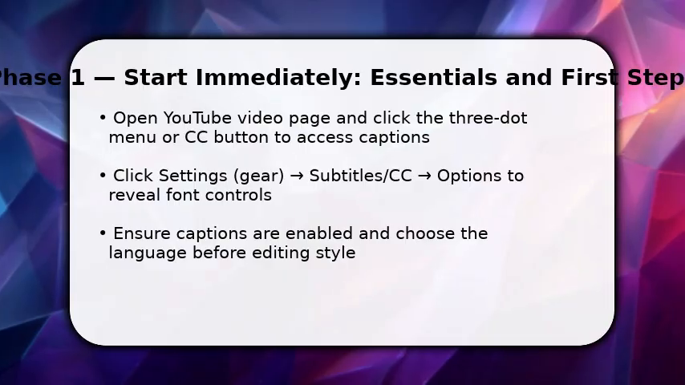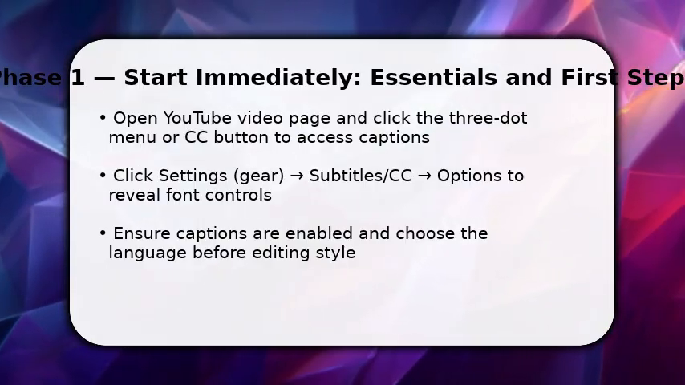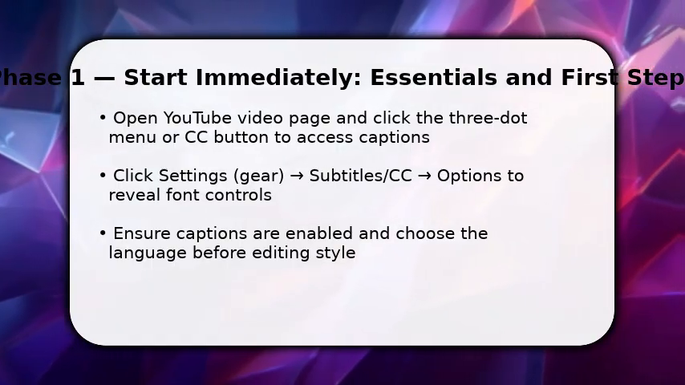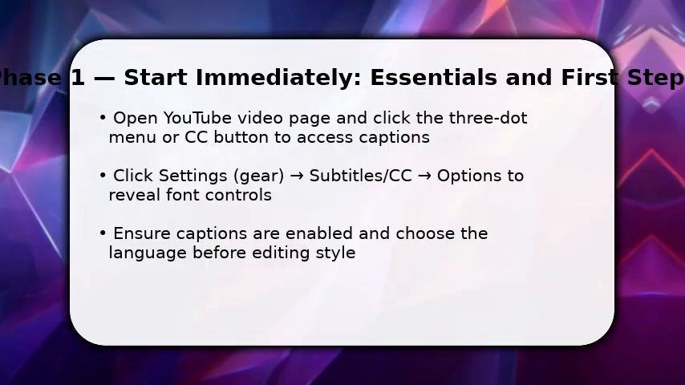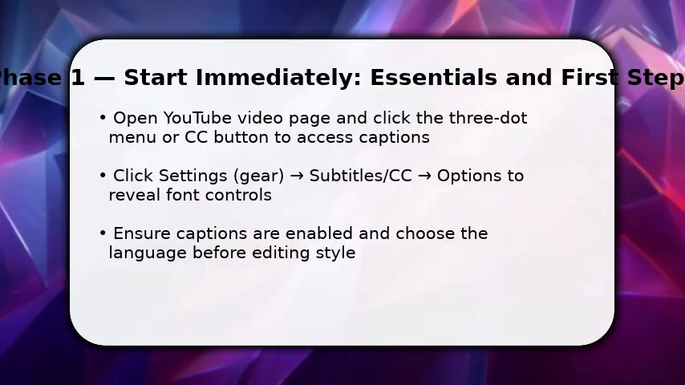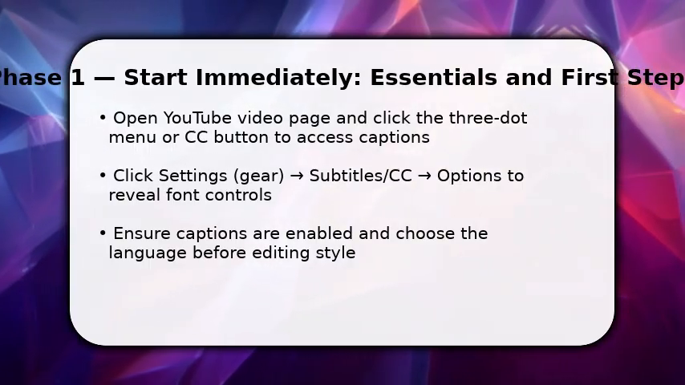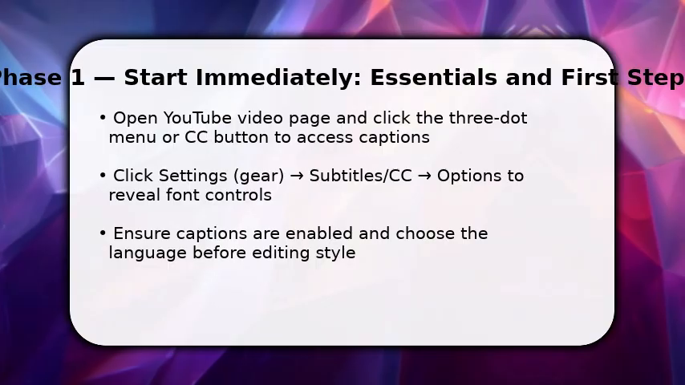You open the video and go straight to Captions. Click the CC icon or three-dot menu, then Settings. You need Subtitles/CC selected. Once done, choose Options to reveal styling controls. This is where YouTube exposes font, size, color, and background.